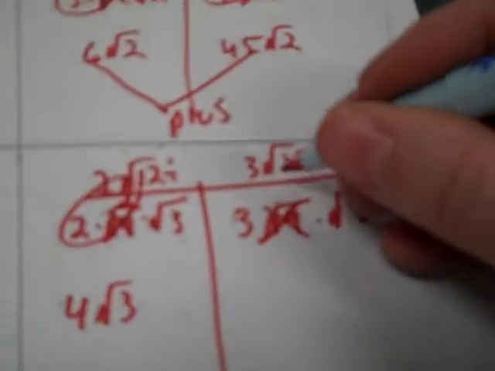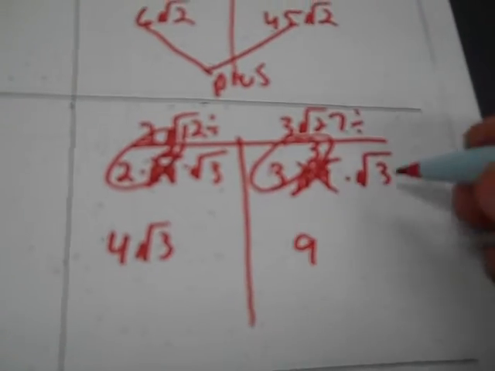And we always eliminate that. And I just look up 9, that's 3 by 3. So the square root of 9 is 3. So I multiply the 3's together. 3 times 3 is 9. And I put the square root of 3.